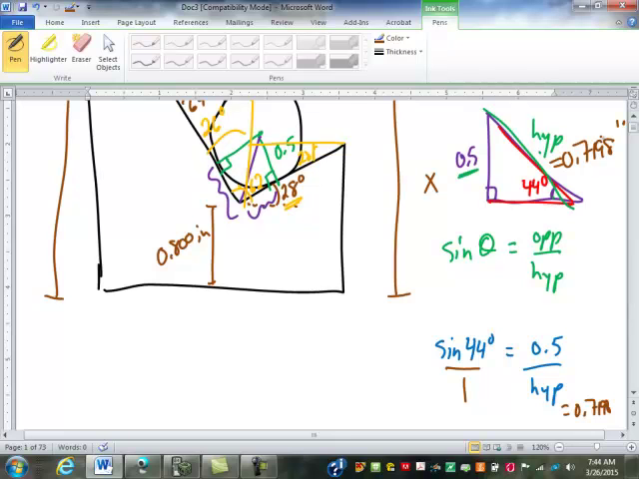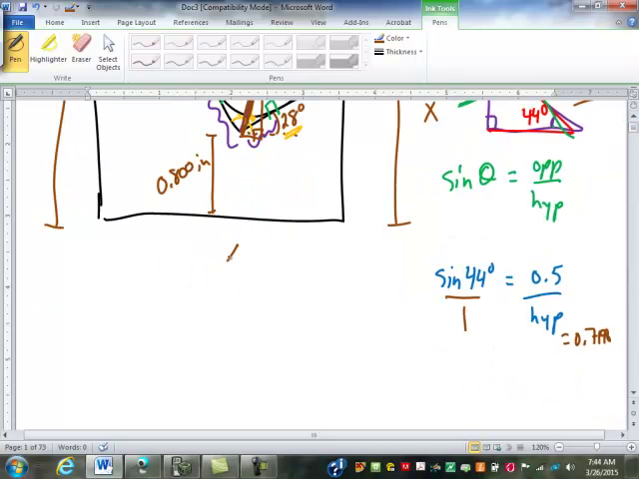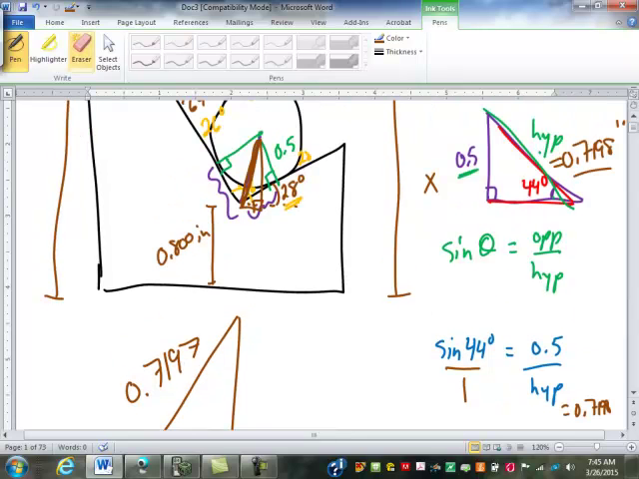So anyway, what we have here now, this distance is 0.7198. I'm going to create this triangle right here. This angle down here is going to be this 44 degrees from here plus the 28. Do you see how I got that?